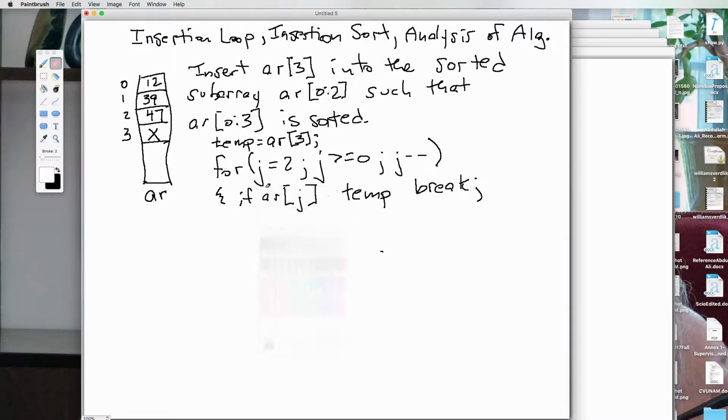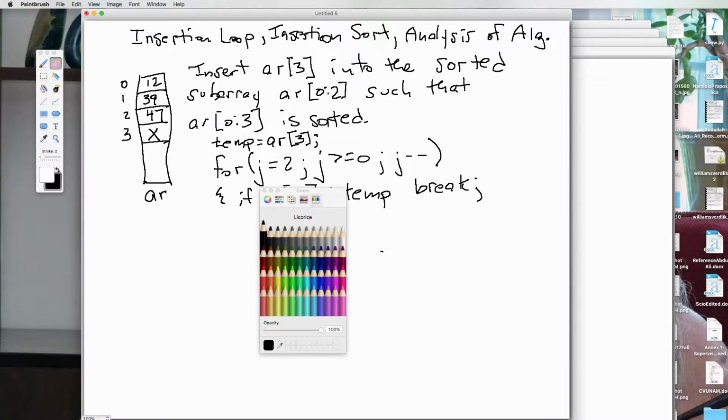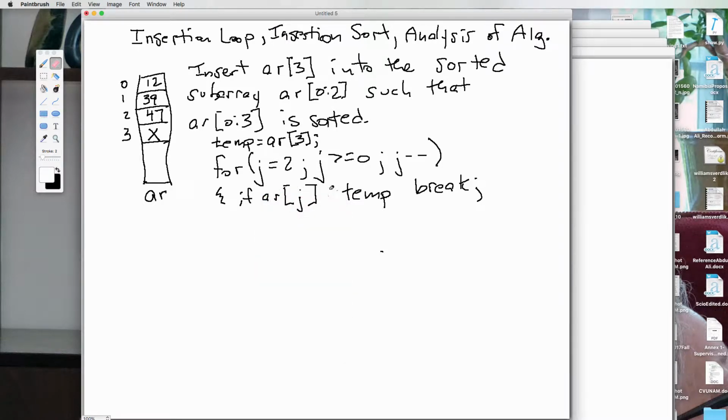Let's get rid of that. Okay, if AR of j is less than temp, break. Otherwise, what we want to do is let AR of j plus 1 equal AR of j. And that's the end of our loop. And then the tricky part, we argued about this in class, we want to say let AR of j plus 1 equal temp.